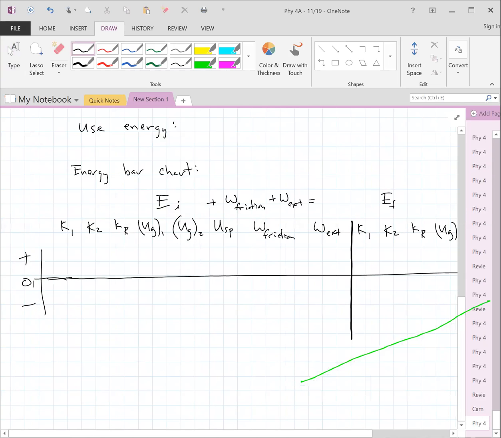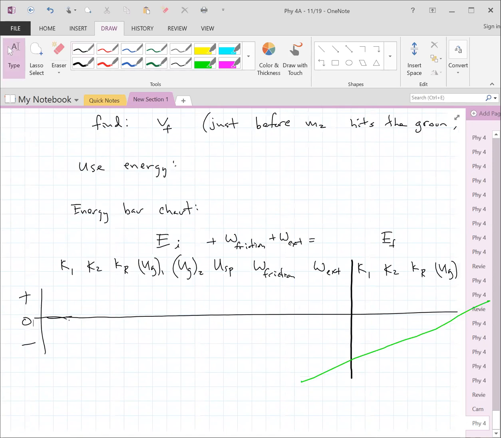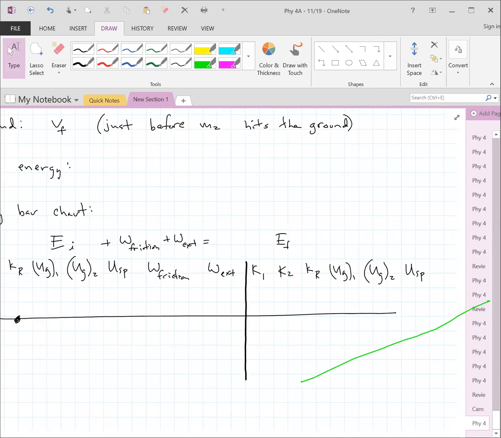So let's ask ourselves, is anything moving at the beginning of the problem? No. They start from rest. So I'm going to go ahead and put 0 kinetic energy for both masses and the pulley. Nothing's moving at the beginning. Is anything moving at the end? Yes, everything is moving. So we're going to have kinetic energy, and kinetic energy is always positive. Both masses and the pulley all have kinetic energy.